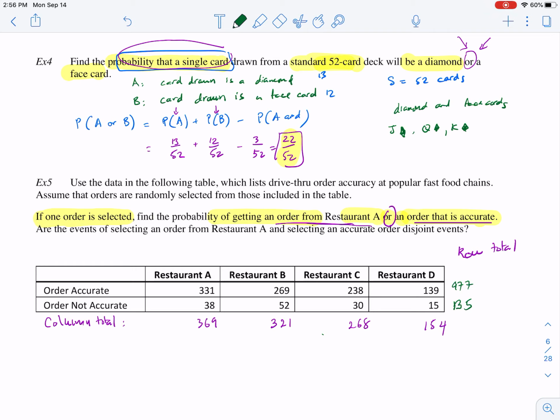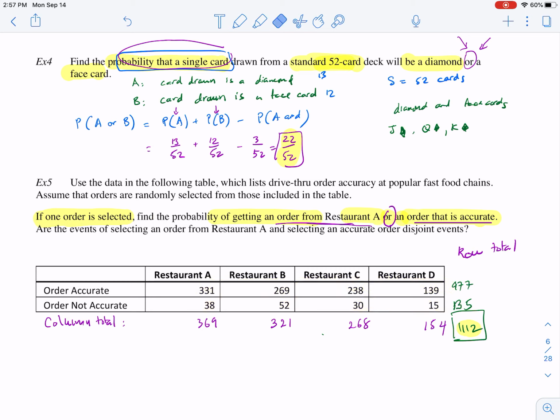Okay. So now if we add both the row and column totals, it should give us the same total if we were to add all the numbers up. So we got 135 plus 977. That gives us 1,112. So that is the total of adding this way or adding this way. Either way will work. So that is how many orders are in this study, in this survey.